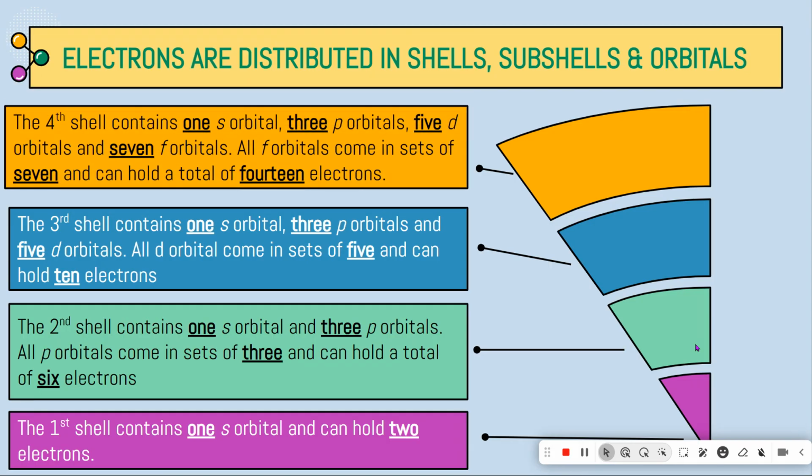And then finally, the fourth shell, the fourth energy level, contains 1 s orbital, 3 p orbitals, 5 d orbitals, and 7 f orbitals. All f orbitals come in sets of 7. So that means that they can hold up to 14 electrons. If we look at this, and hopefully you see the pattern there, as you increase energy levels, each energy level has additional orbitals available.